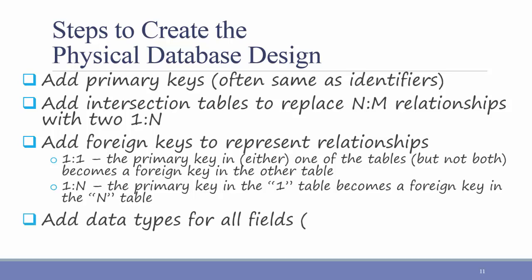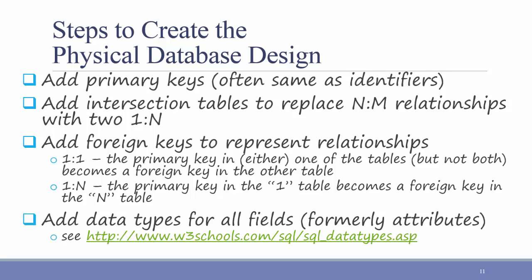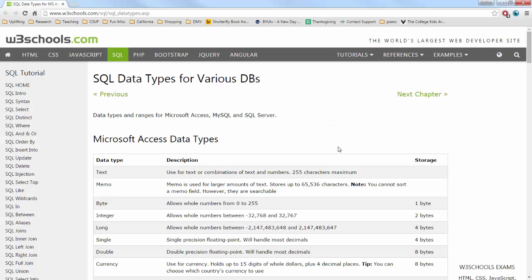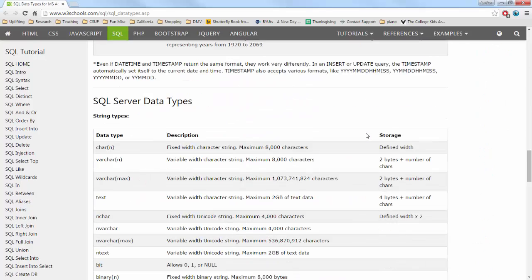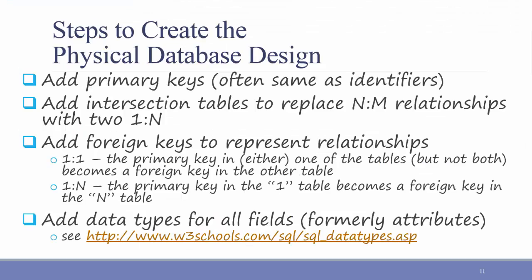Finally, you need to add data types for all of your fields, which were formerly called attributes. You can see a full list of data types at the URL listed here. This website lists them for several different common database management softwares, starting with Microsoft Access, MySQL, and ending with SQL Server. Let's go through each of these steps using an example.